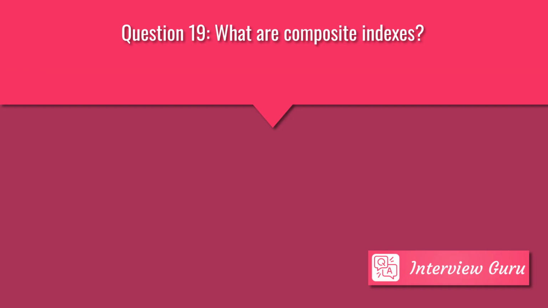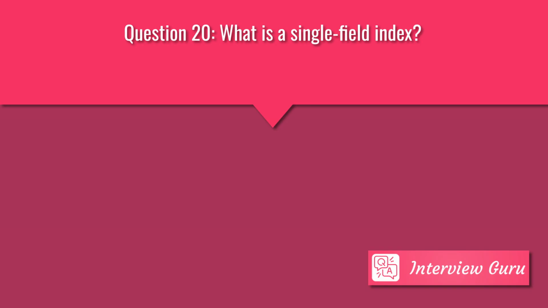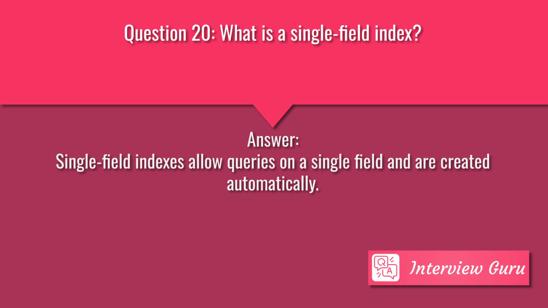Question 19. What are composite indexes? Composite indexes combine multiple fields to support complex queries. Question 20. What is a single field index? Single field indexes allow queries on a single field and are created automatically.